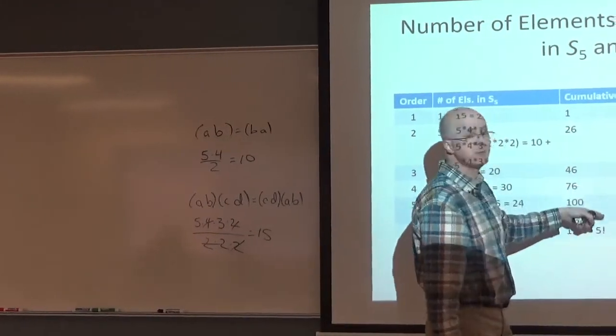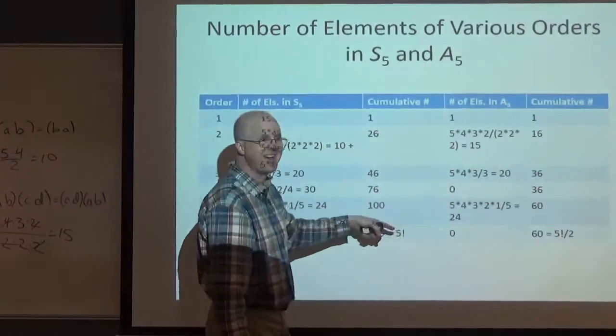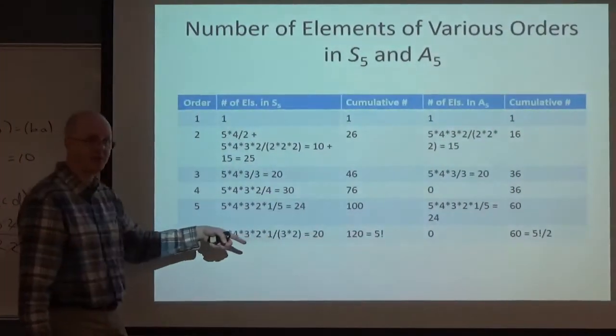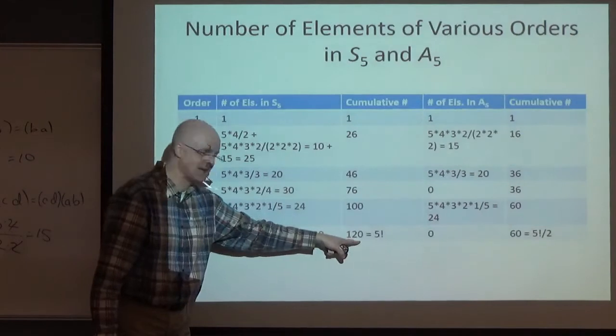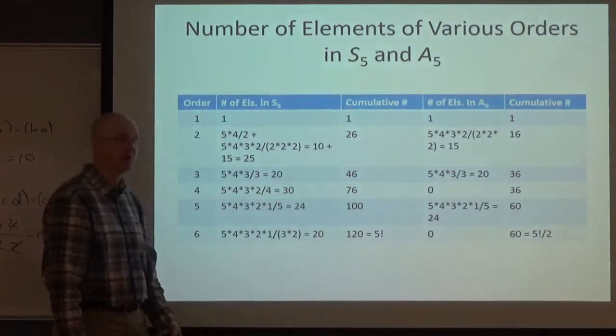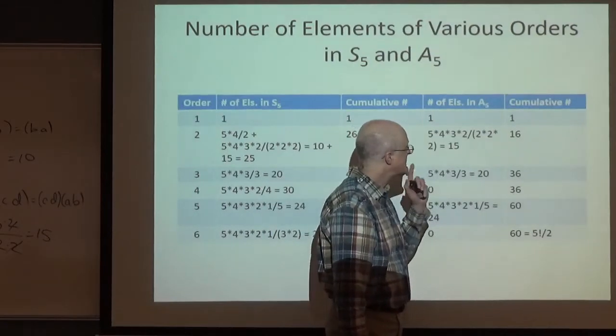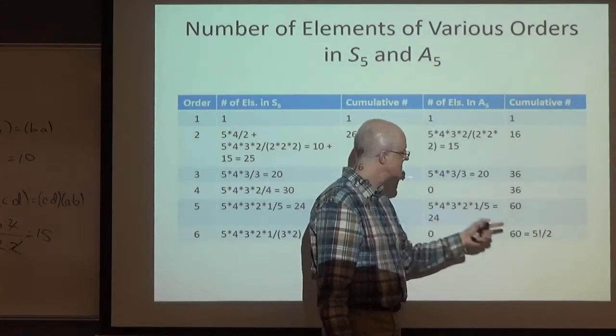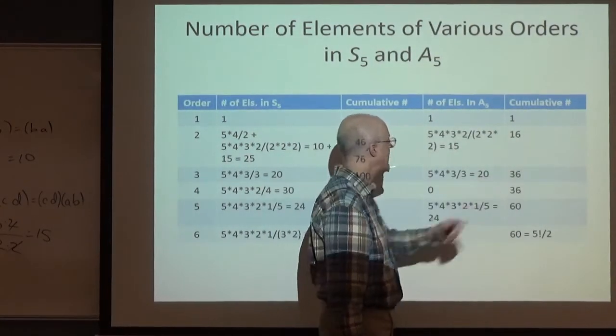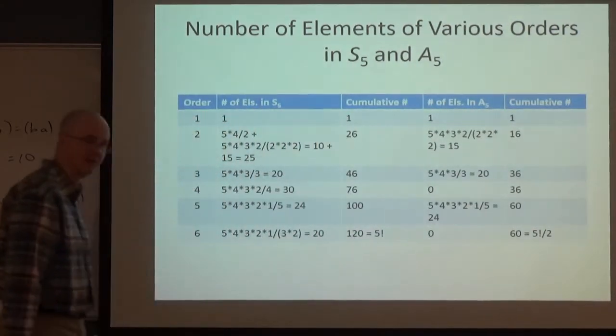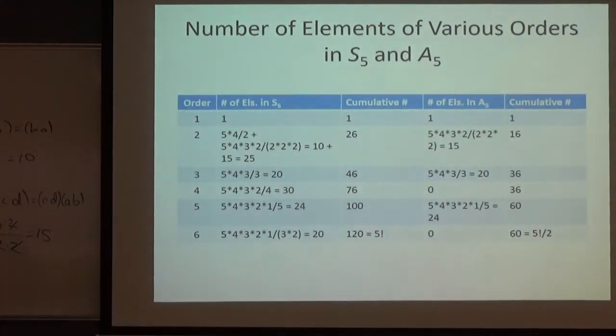I am doing these cumulative totals. And you know the order of S5 is 5 factorial, 120. I'm supposed to get 120 at the end. And the order of A5, the alternating group of degree 5, is 5 factorial over 2, 60. So I'm keeping track of the cumulative to help as a check to make sure I really got this right.